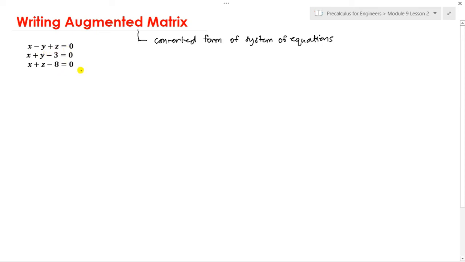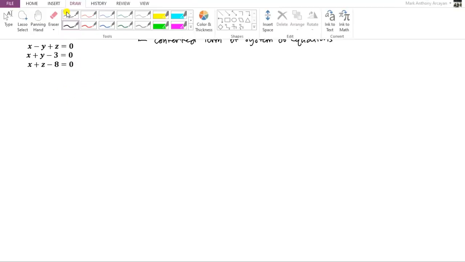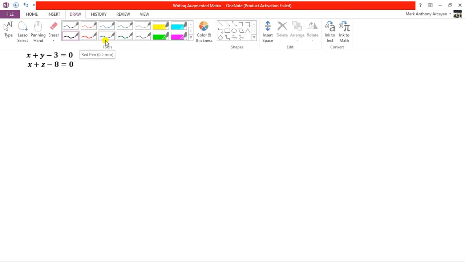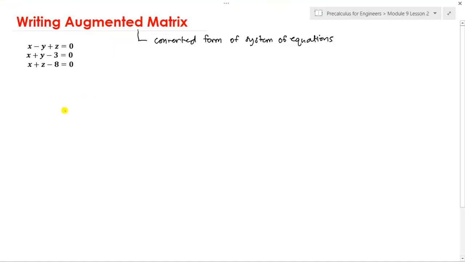So let's convert this. Pag convert ani class, first thing you need to know is imo i-define kung unsay sulod sa column ug unsa pod ang sulod sa row. So let's start with defining the columns. So butang ka columns. In the columns, magbutang ta sa column 1 as the coefficients for the variable x. Butang ko dira.